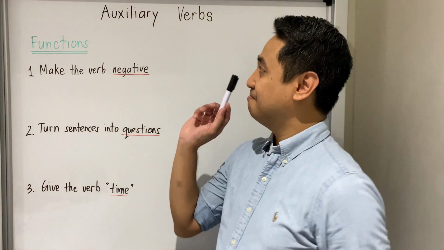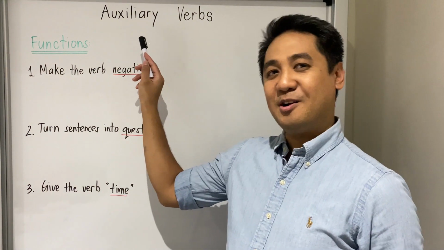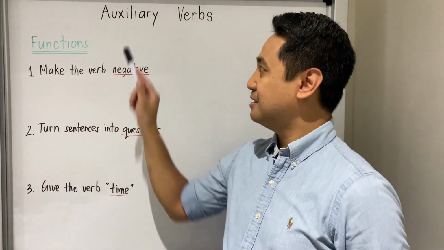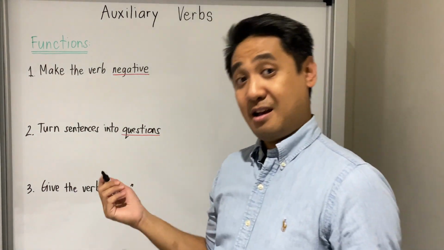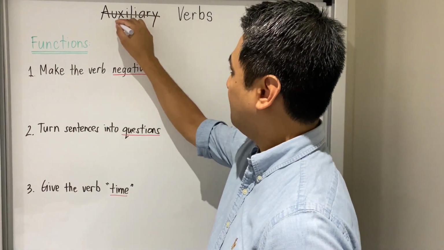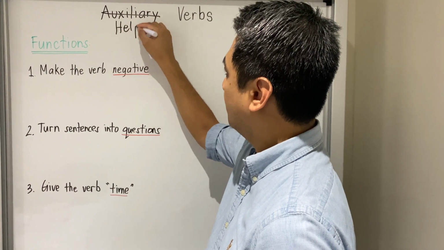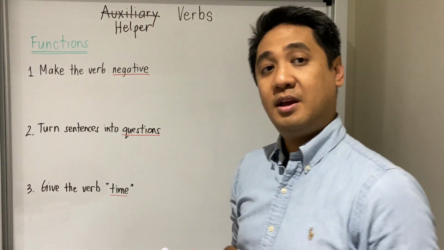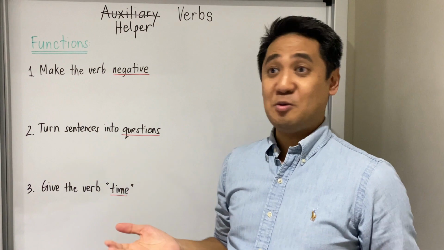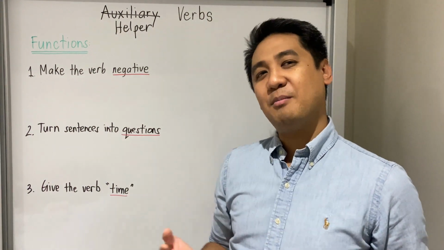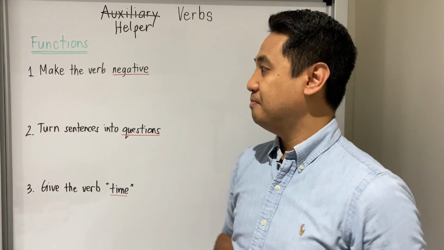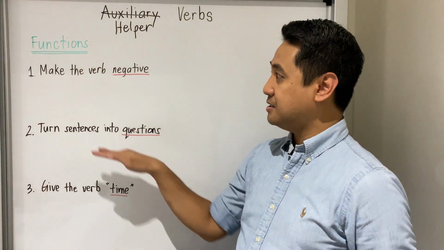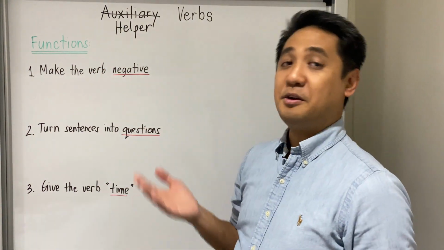First things first. I don't really like calling them auxiliary verbs because this word sounds too technical. Instead, I prefer calling them helper verbs. It's easy to remember and it lets you know what their function is, because that's their primary function. They help other verbs. How? Well, there are three ways that helper verbs can help other verbs.